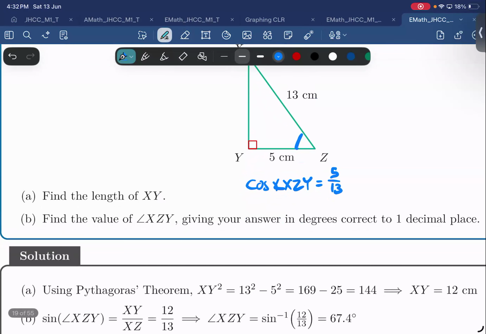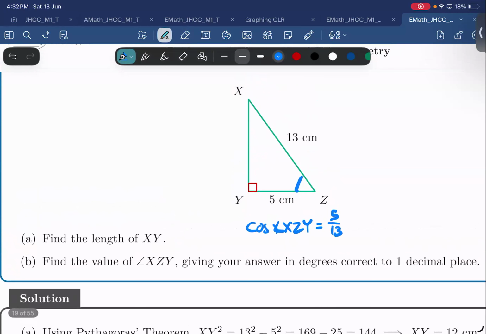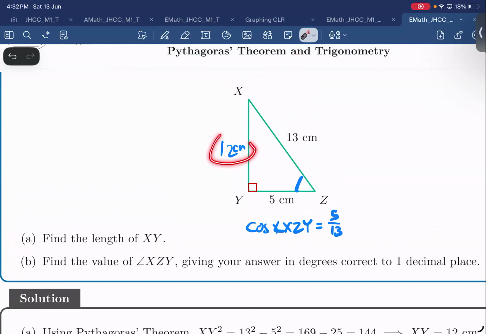Of course, if you want, you can use sine also, because earlier we found that this is 12 cm. But I wouldn't recommend using sine, because imagine you calculated this wrongly, then your answer will be wrong. So I recommend using cosine, because cosine uses the two values that are given in the question. If you use the values given in the question, you are less likely to make mistakes.